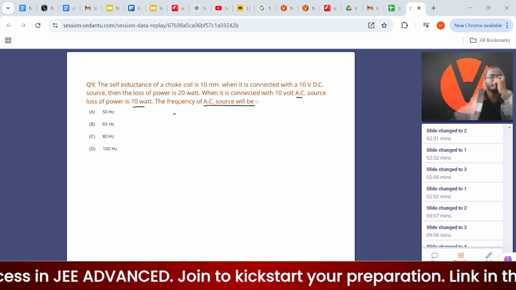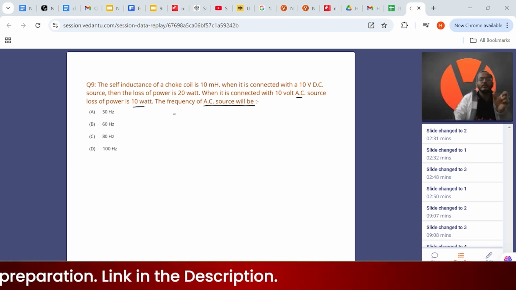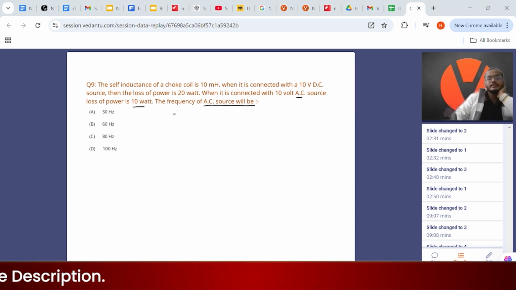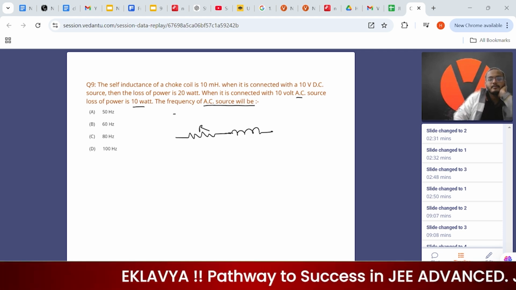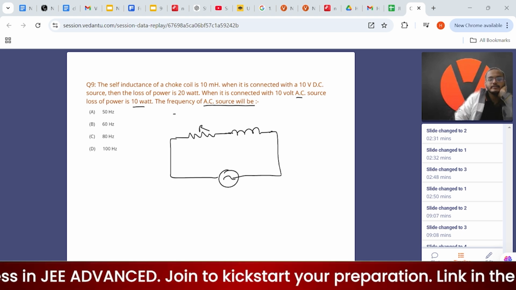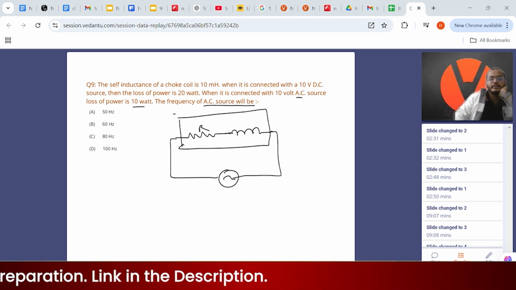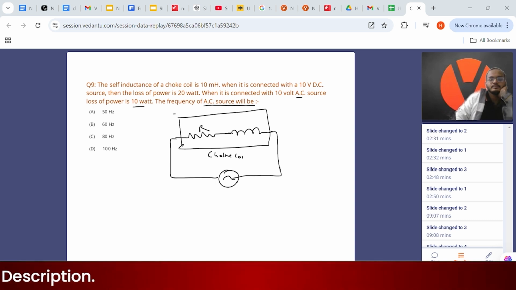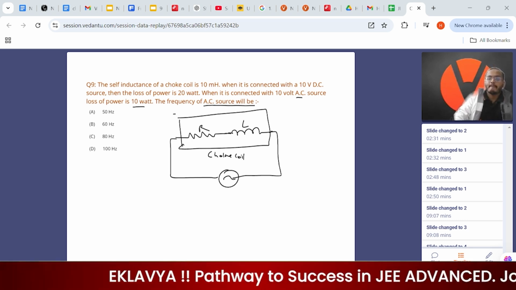Now, first of all, let us draw a diagram. What is a choke coil? Choke coil means there will be a little bit of inductor there and a resistance. So R, inductor. Okay. And it is connected with the AC source. We need to calculate this one. And this whole part is the choke coil, and this is the inductor.